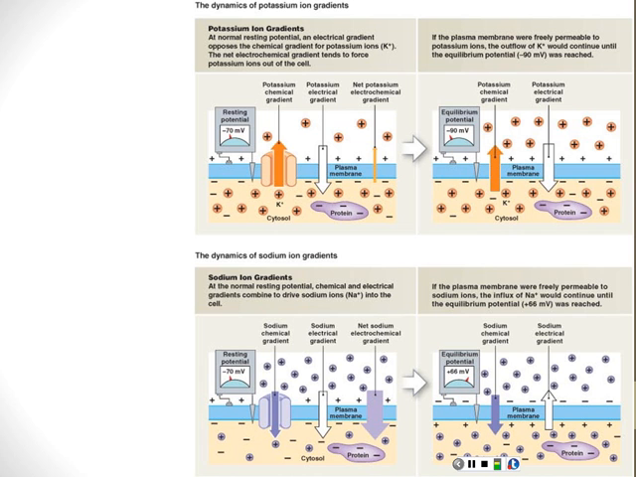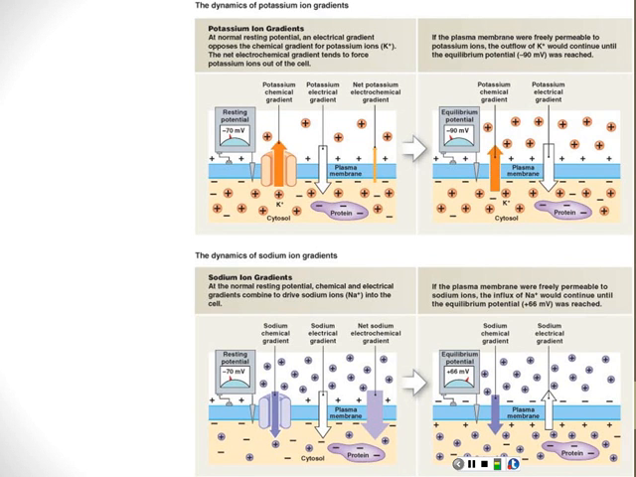So the resting membrane potential of minus 70 comes about because of a kind of balance. Sodium is always leaking in. Potassium is always leaking out. So because of that, the resting potential is neither sodium's potential nor potassium's potential. So it's at minus 70.